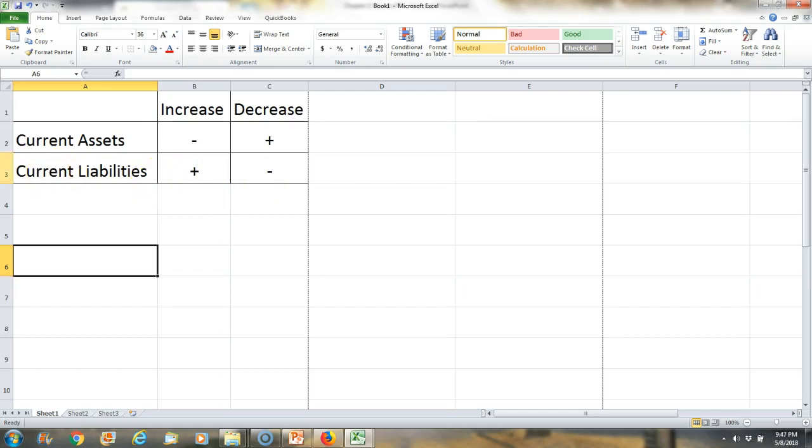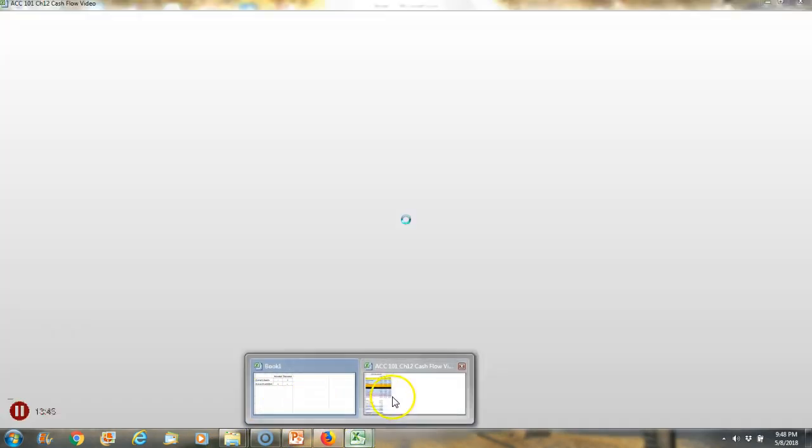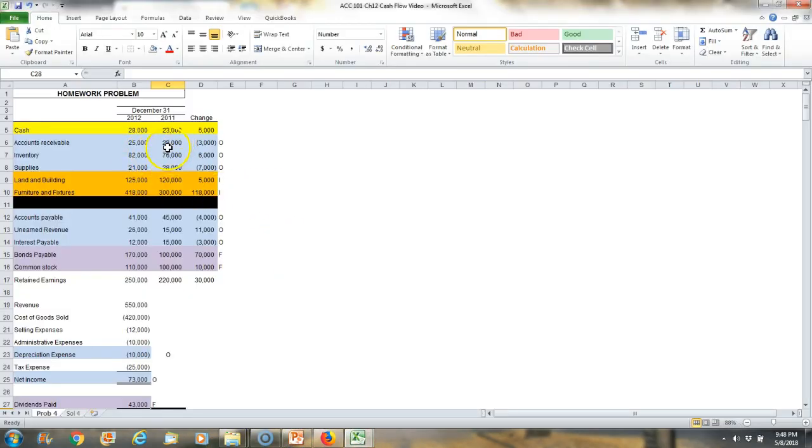I always like to think that current liabilities are more cooperative. That's what I would always say. Because they increase, you add them. Decrease, you subtract them. Then you just remember the current assets are the opposite of that. So as I look at my accounts receivable, they go from $28,000 to $25,000. That is a decrease. So then I'm just going to write over here that I'm going to add that back.